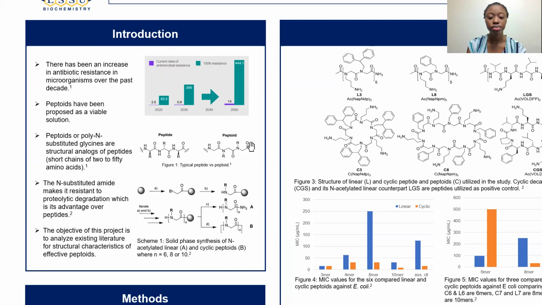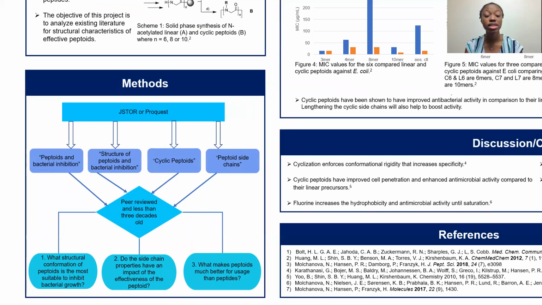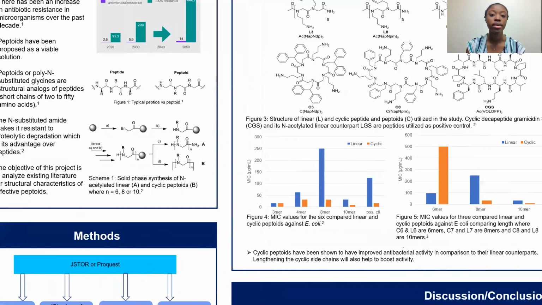The objective of this literature project was to analyze what structural characteristics would make the most effective peptoids. In order to do this, JSTOR and ProQuest were searched and key phrases were used to hone in on the articles that would suggest the most effective peptoids. All articles were ensured to be peer-reviewed and not more than 30 years old in order to keep all the information current and more relevant to what is at hand.